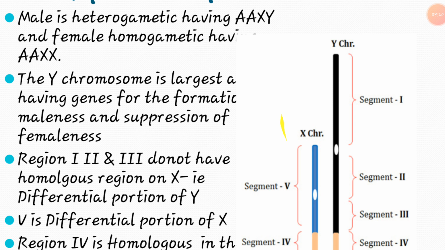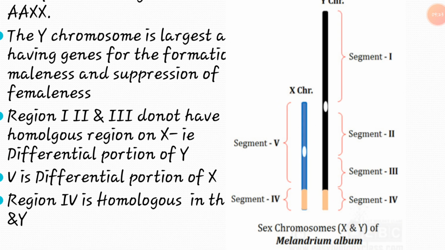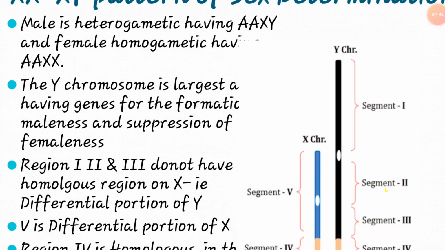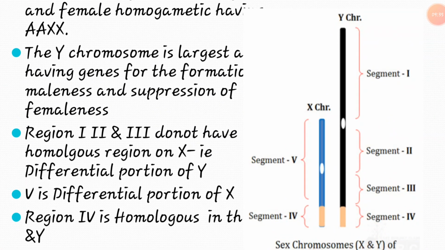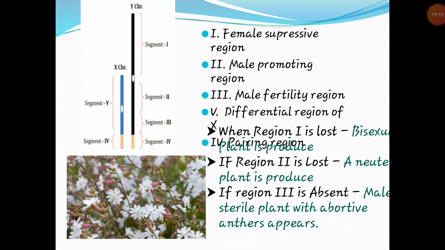This segment, first, second, third, fourth, then 5, are the segments on this particular chromosome of Melandrium. The first is the female suppressor region, second is the male promoter region, third is the male fertility region, 4 is the pairing region, and 5 is the differential region of X. Then next, in female, these are the different regions.